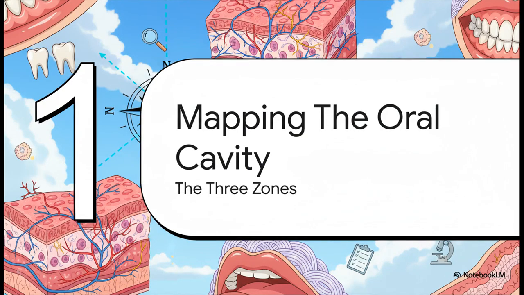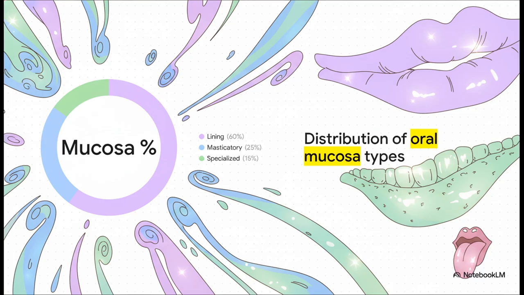Okay, section 1, mapping the oral cavity. We're going to break this down into 3 distinct zones. Look at these numbers for a second. The lining mucosa absolutely dominates here, making up a massive 60% of the total oral cavity. Then you've got your masticatory mucosa coming in at 25%, and finally, the specialized mucosa takes up the remaining 15%.